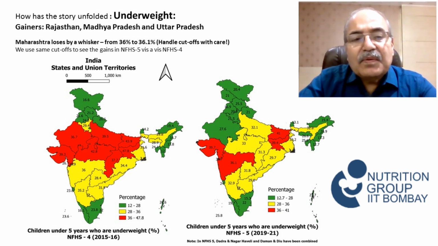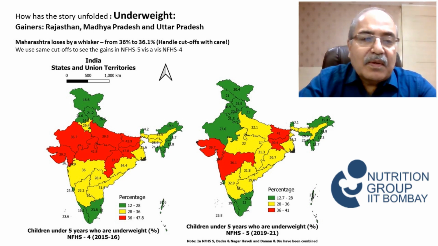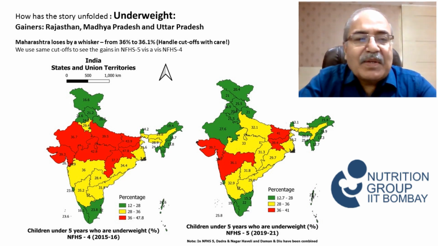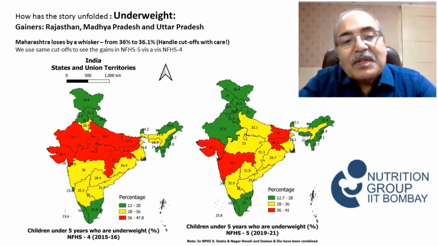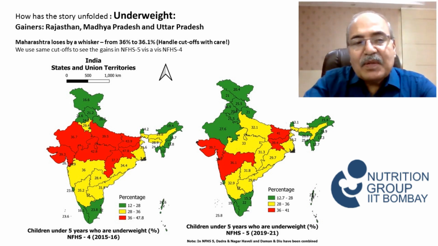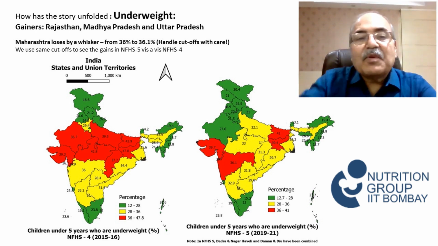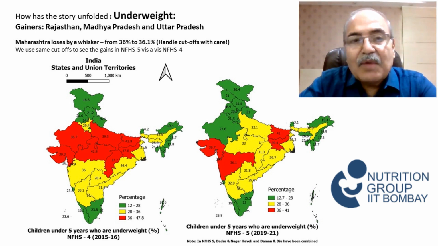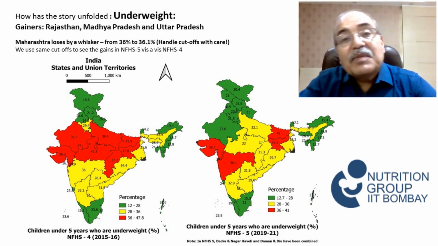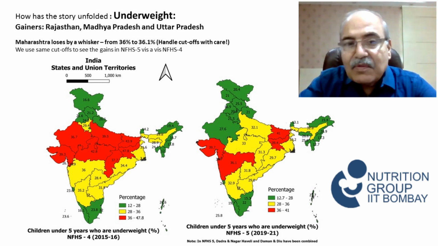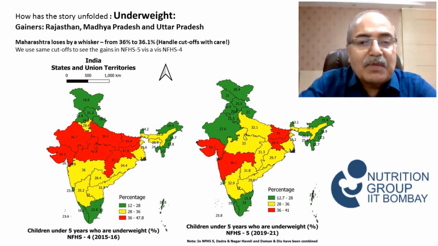What we have done is a color coding based on the standard traffic light combination, red, yellow and green. Based on the NFHS 4 cutoff, we have kept the cutoff same and we have looked at what happened in NFHS 5. So our benchmark is NFHS 4, and the change in NFHS 5 is on the basis of how it has performed vis-a-vis the NFHS 4 benchmark. Because then we will realize whether gains have been made, gains have not been made.